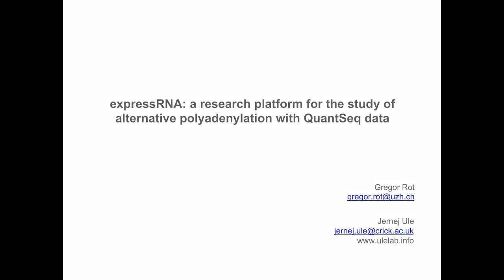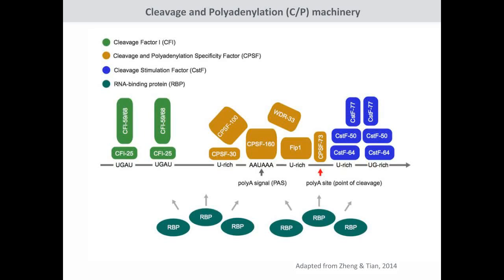Well, thank you for the introduction, and welcome to everybody attending. In this webinar, we'll be talking about 3' end sequencing data to study alternative polyadenylation. And we will look at how to integrate this data with iCLIP data, so RNA protein binding data, to better understand the process of alternative polyadenylation. We will be doing this by looking at a platform called expressRNA that we developed to integrate all these kinds of analyses together.